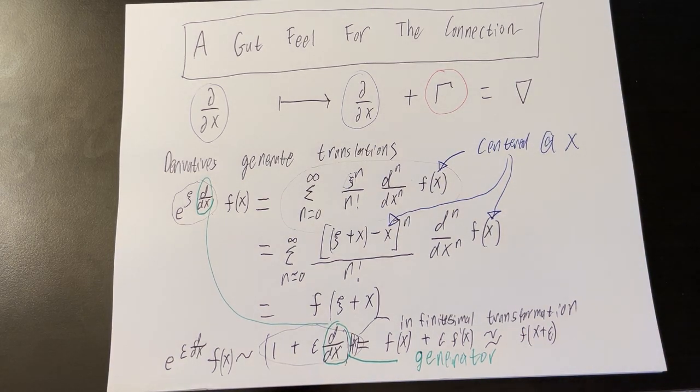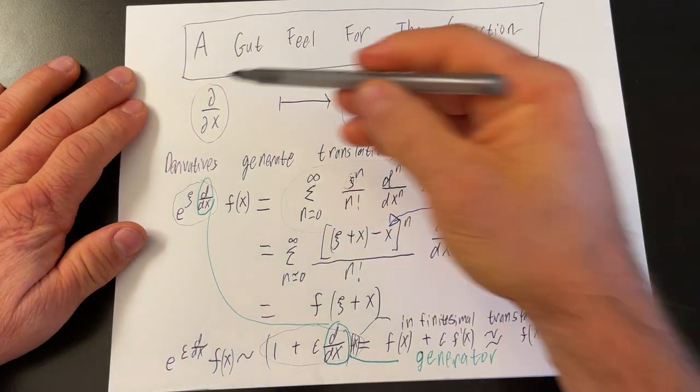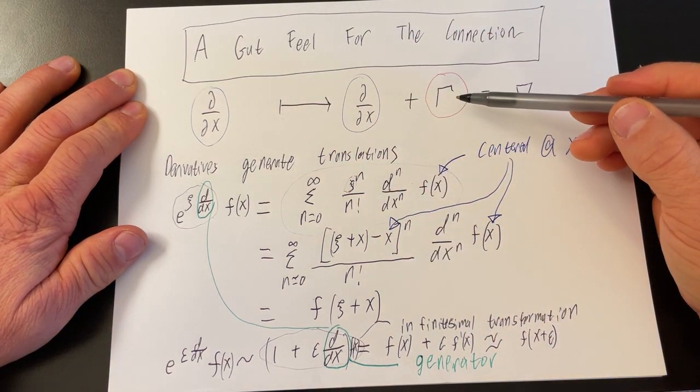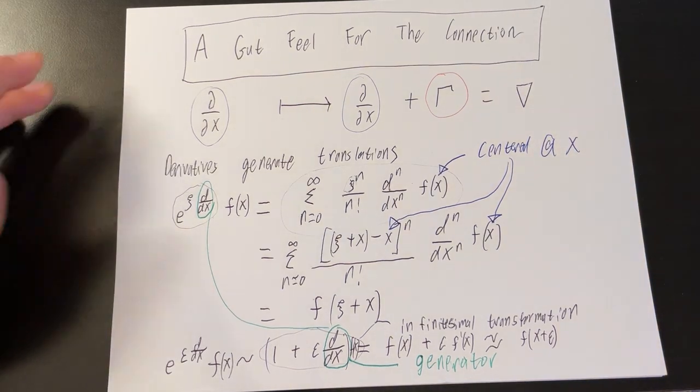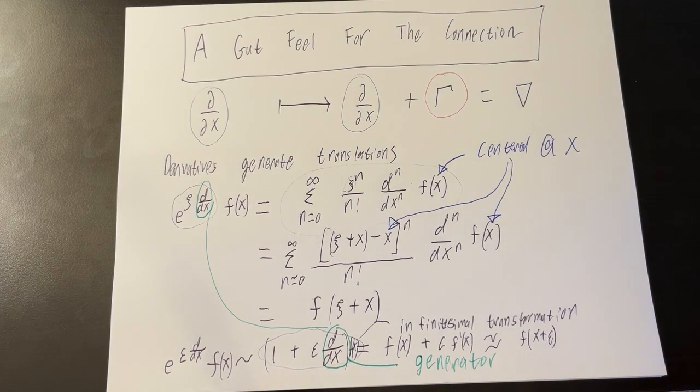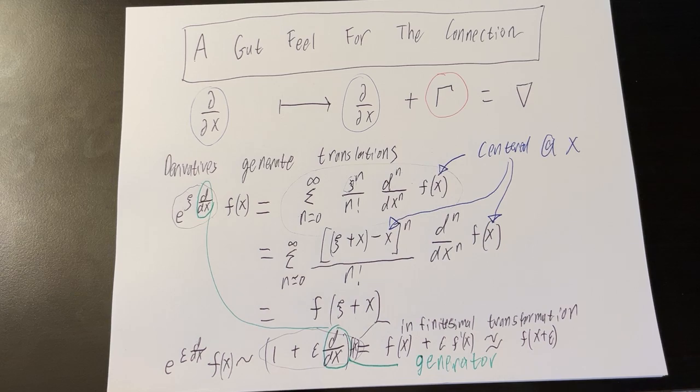Okay, so having established that the derivative operator translates, what does that connection do to augment this transformation? What else is happening besides translation when you have a connection in your covariant derivative?